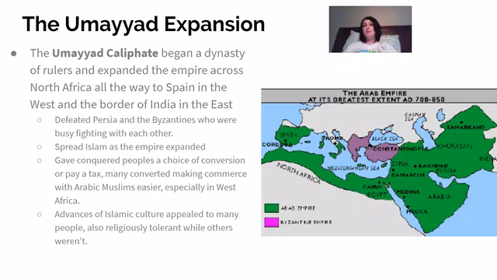And again, it's going to spread very quickly because, number one, you have a religiously motivated military that's fighting for a higher purpose, and conversion to Islam came with a whole lot of benefits because they brought with them a great deal of wealth.